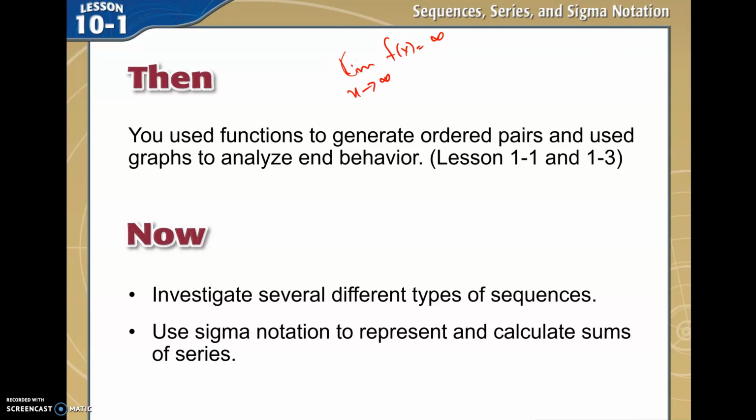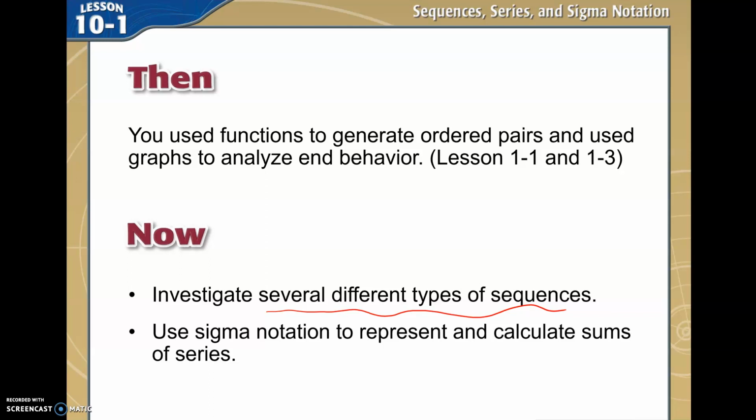Now what are we going to do? Look, whenever you have x values you also have y values, correct? And if you keep thinking about it, it will give you some kind of sequence. So in this lesson we are going to study how to investigate several different types of sequences, and later how to write sigma notation by calculating the sum of the series. Clear? Now first of all, what is a sequence?